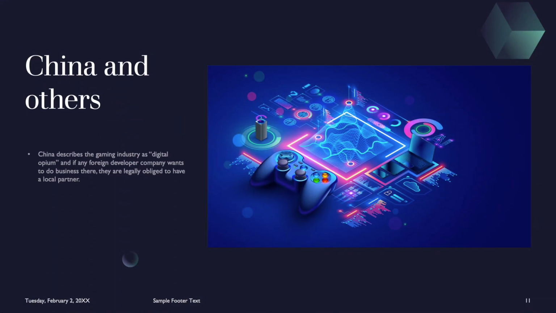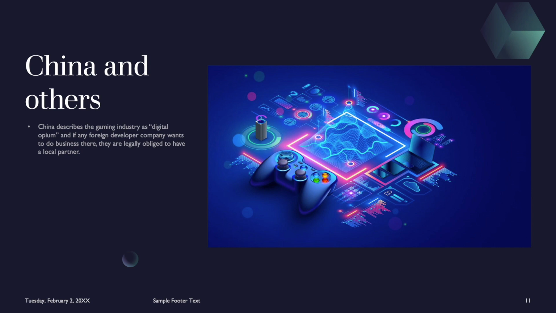Next, China. China describes the gaming industry as digital opium, and if any foreign developer company wants to do business there, they are legally obliged to have a local partner. With that local partner, they censor as much as they possibly can. Regulators in China are notoriously disdainful toward gambling, violence, and nudity in video games because they have a set of virtues that they choose to abide by.